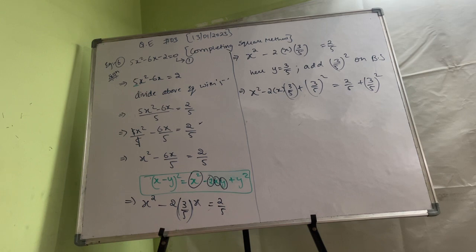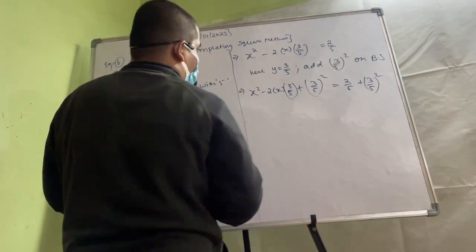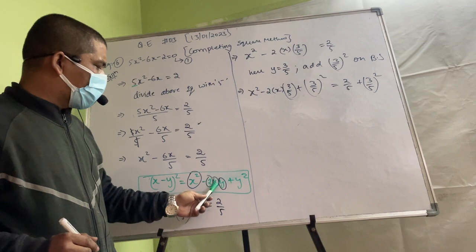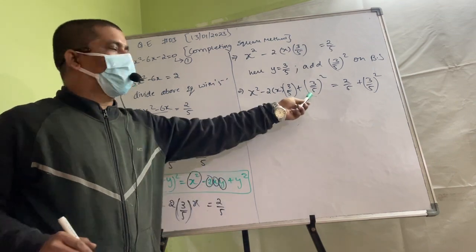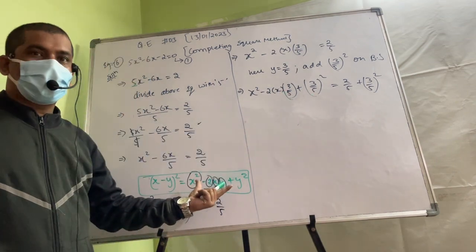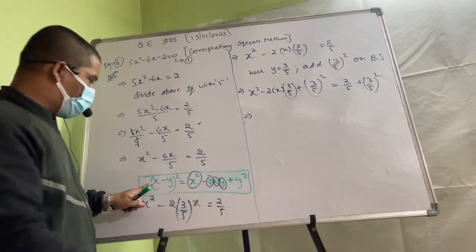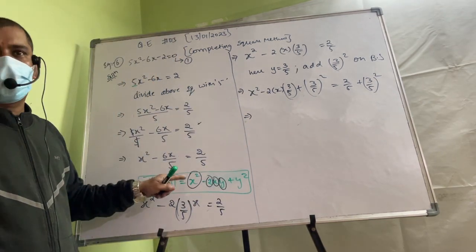Clear? Right? So now compare this. x square minus 2xy plus y square. So this is matching with this. So I can write it in this form now. (x minus y) whole square.